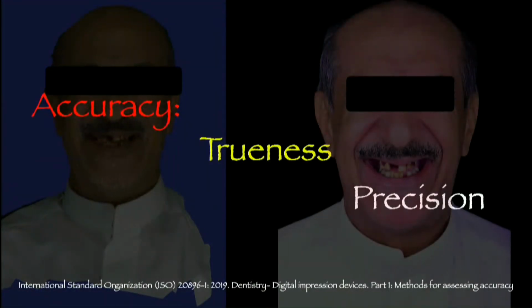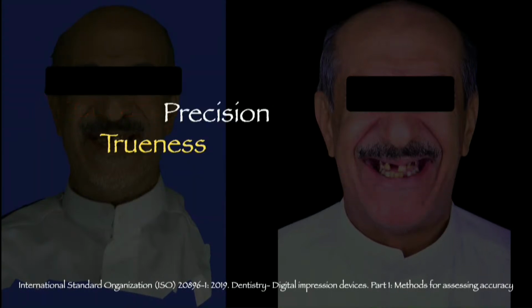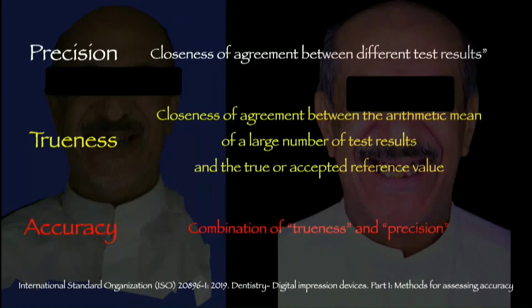So do we have evidence in the literature for commercially available scanners to claim that they are accurate? Well, before talking about the accuracy, we really need to understand how accuracy is being evaluated in the literature. Accuracy is simply a combination of two factors, trueness and precision, where precision is the closeness of agreement between different test results, and trueness is the closeness of agreement between arithmetic means.